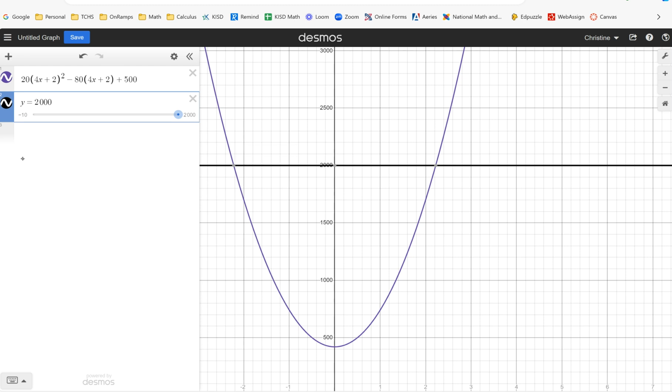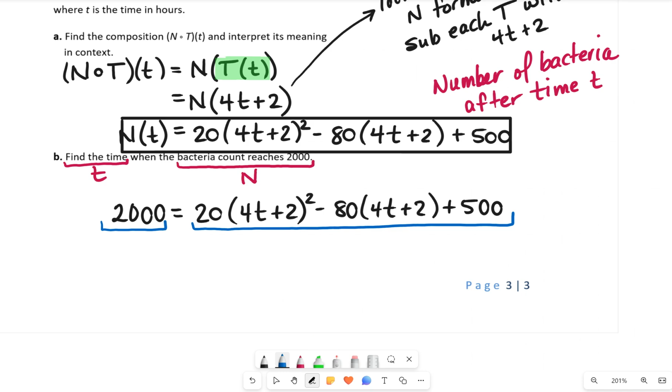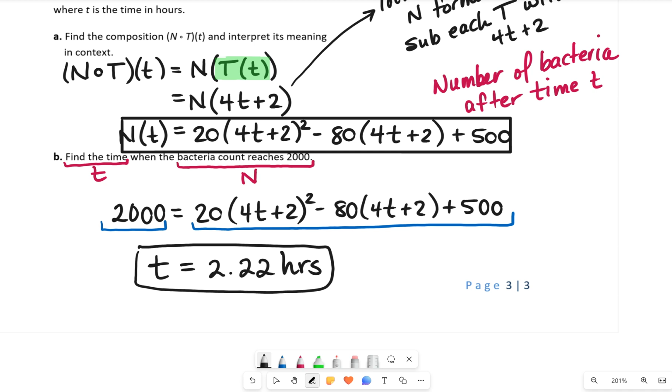The graph is intersecting right here and right here. We don't want this one because our time is not going to be -2.22. We don't go backwards in time. We're going to use the 2.22, where it intersected at 2,000 bacteria with the black horizontal line. So our t value approximation here is going to be around 2.22 hours it takes for the bacteria to grow to 2,000.